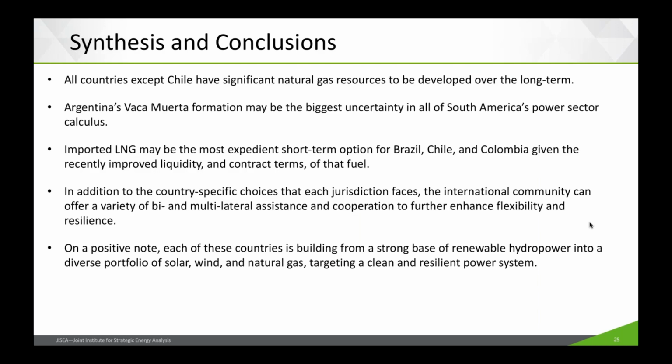So finally, here we have our conclusions. I want to highlight the last two bullets. In addition to the policy options described in this study, in our report, we also mentioned that the international community can offer a variety of assistance and cooperation opportunities to enhance power system flexibility and resiliency. So there are a lot of tools available that can help these countries develop energy planning tools and options for the future.